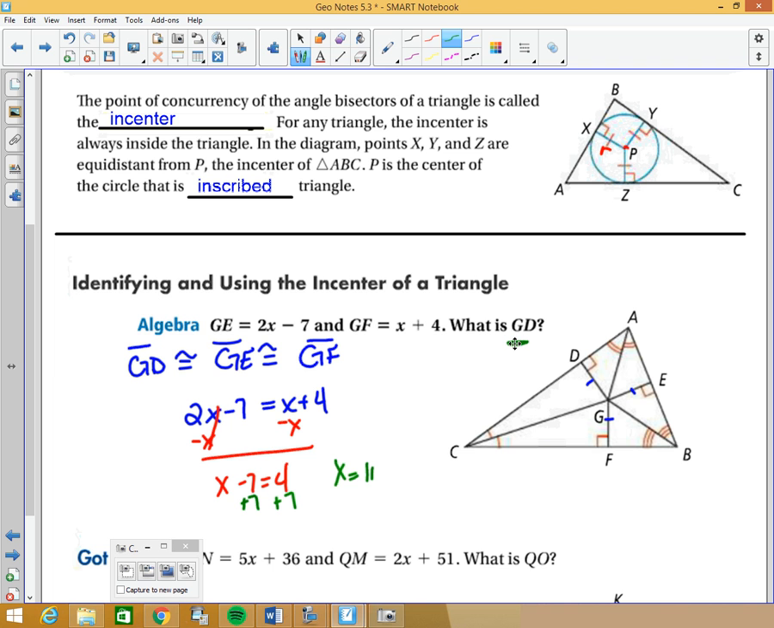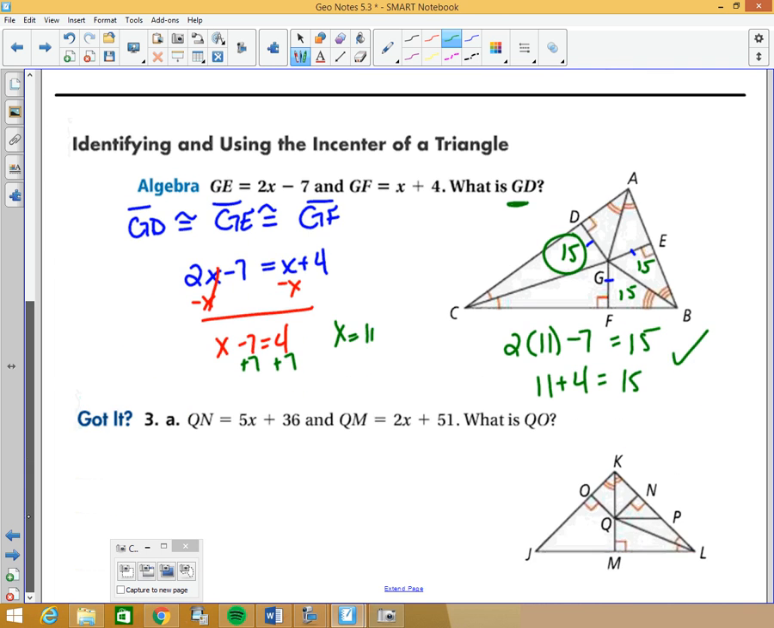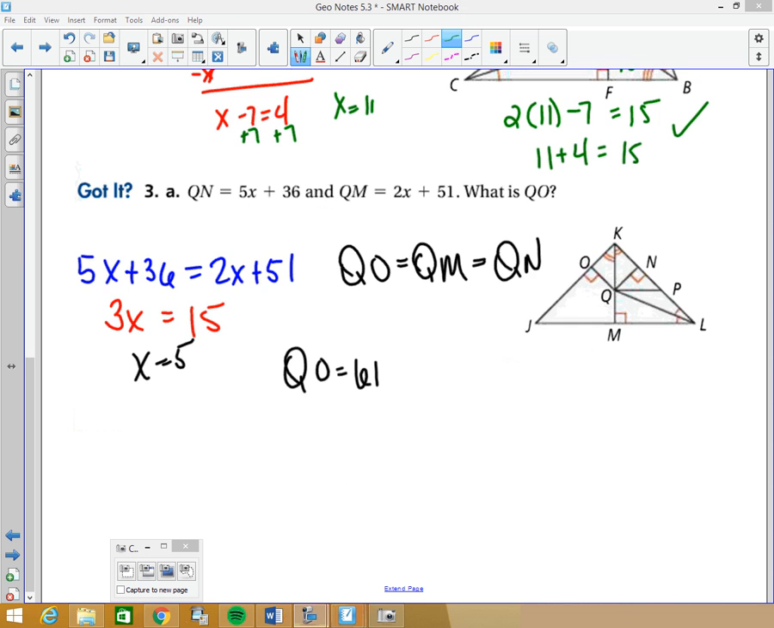It actually doesn't ask me for x, so I'm going to need to plug it back in. So I'm going to say if 2 times 11 minus 7, okay, gives me 22 minus 7, 15. And then I'll say 11 plus 4 is also equal to 15. So now I've checked it. That gives me GE is 15. It tells me that GF is 15. So therefore I know that GD is also 15. Okay? So we'll use the same information to find out what QO is. So go ahead and work it out and then check.